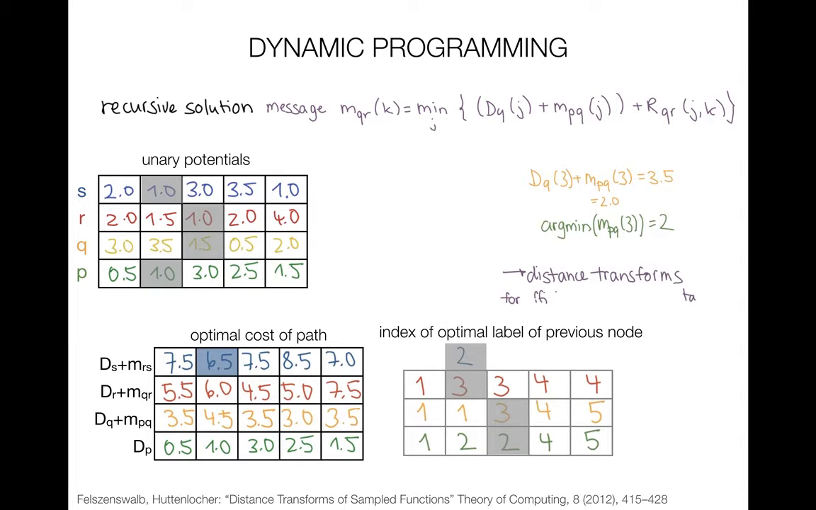To speed up these message calculations, we can use distance transforms for commonly used regularization penalties as introduced by Felzenszwalb. Next, I'd like to show you a real-time example of our approach using the software framework called Deeds.